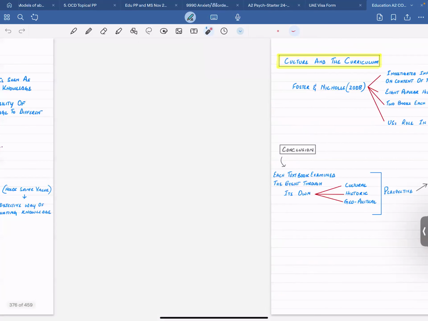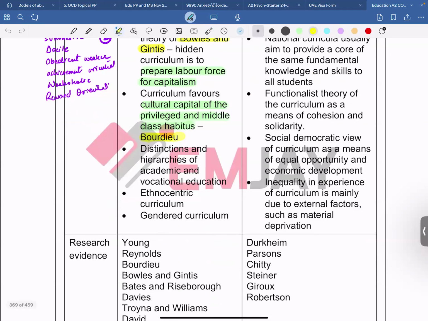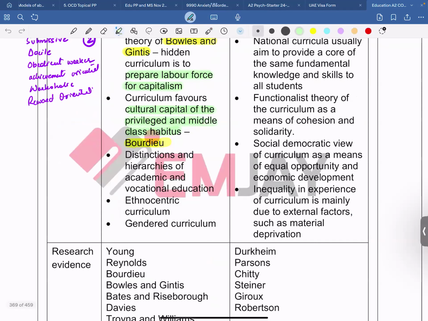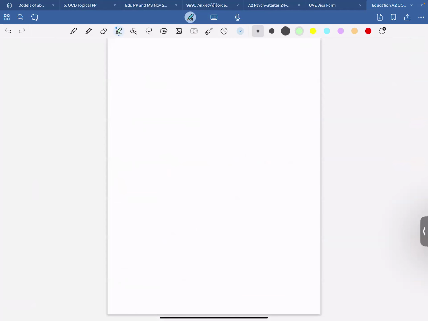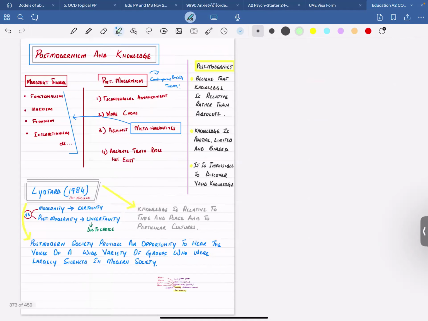Taking this ahead, if I take you back to the marking scheme, the next point, you could write down about the distinction of hierarchies between the academic and the vocational curriculum. If we talk about Reynolds, according to Reynolds, academic subjects require mental labor, non-academic subjects require manual labor, and this distinction of academic and vocational subjects legitimizes class division.